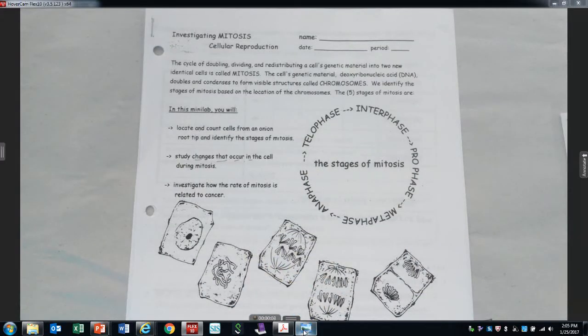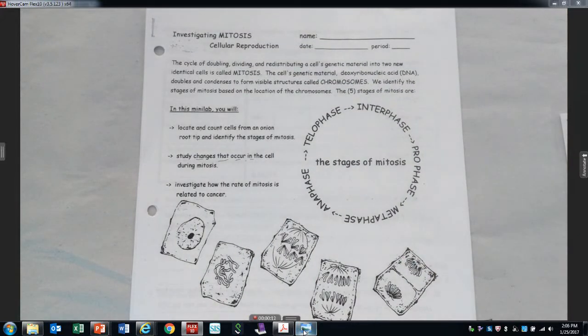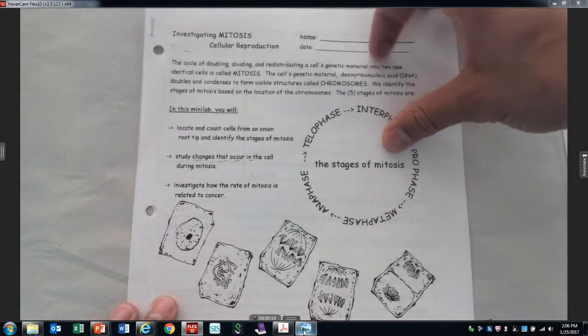Now, we are going to count the number of cells and identify them as one of the stages of mitosis or the one that is interphase. So it probably helps to have this picture here.